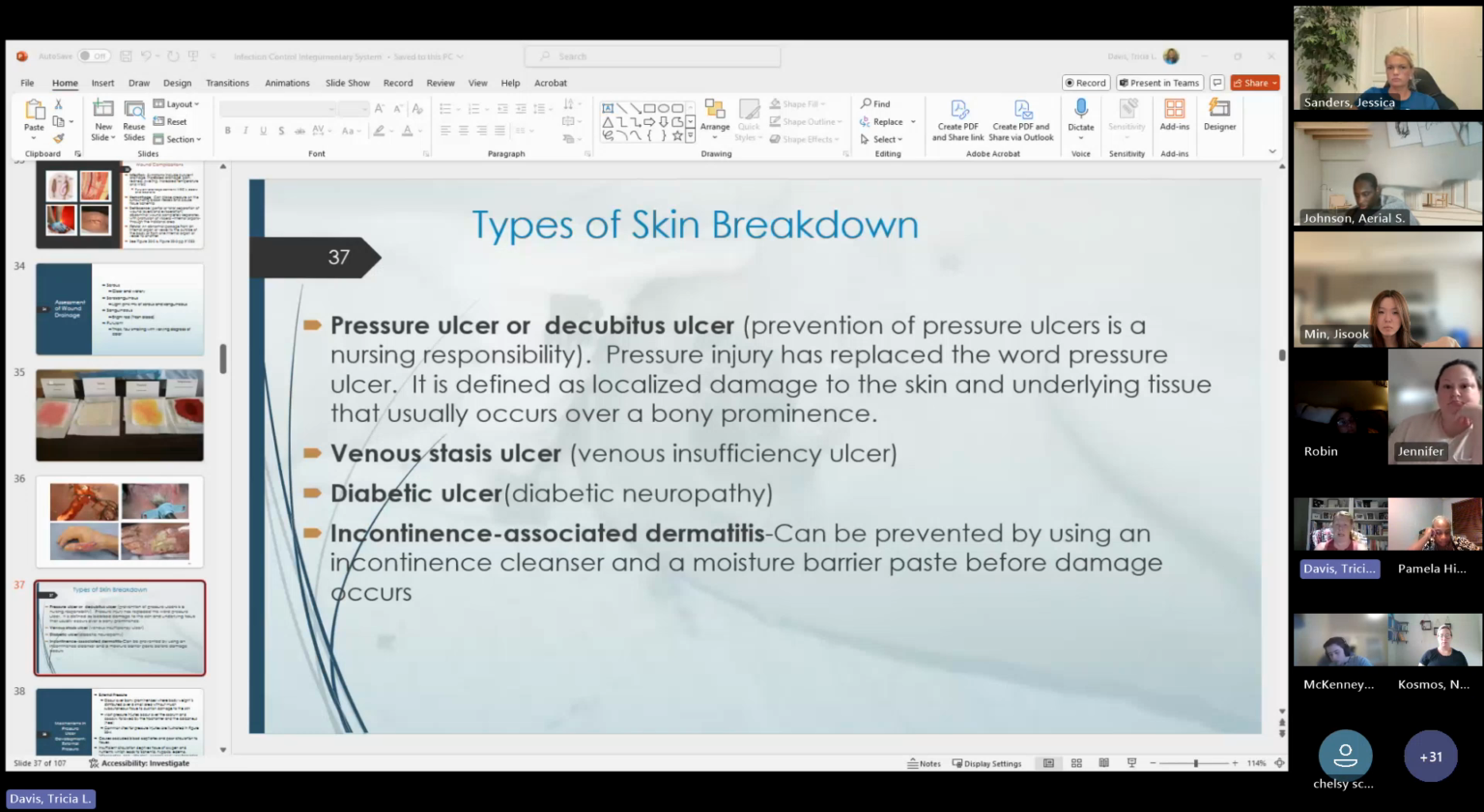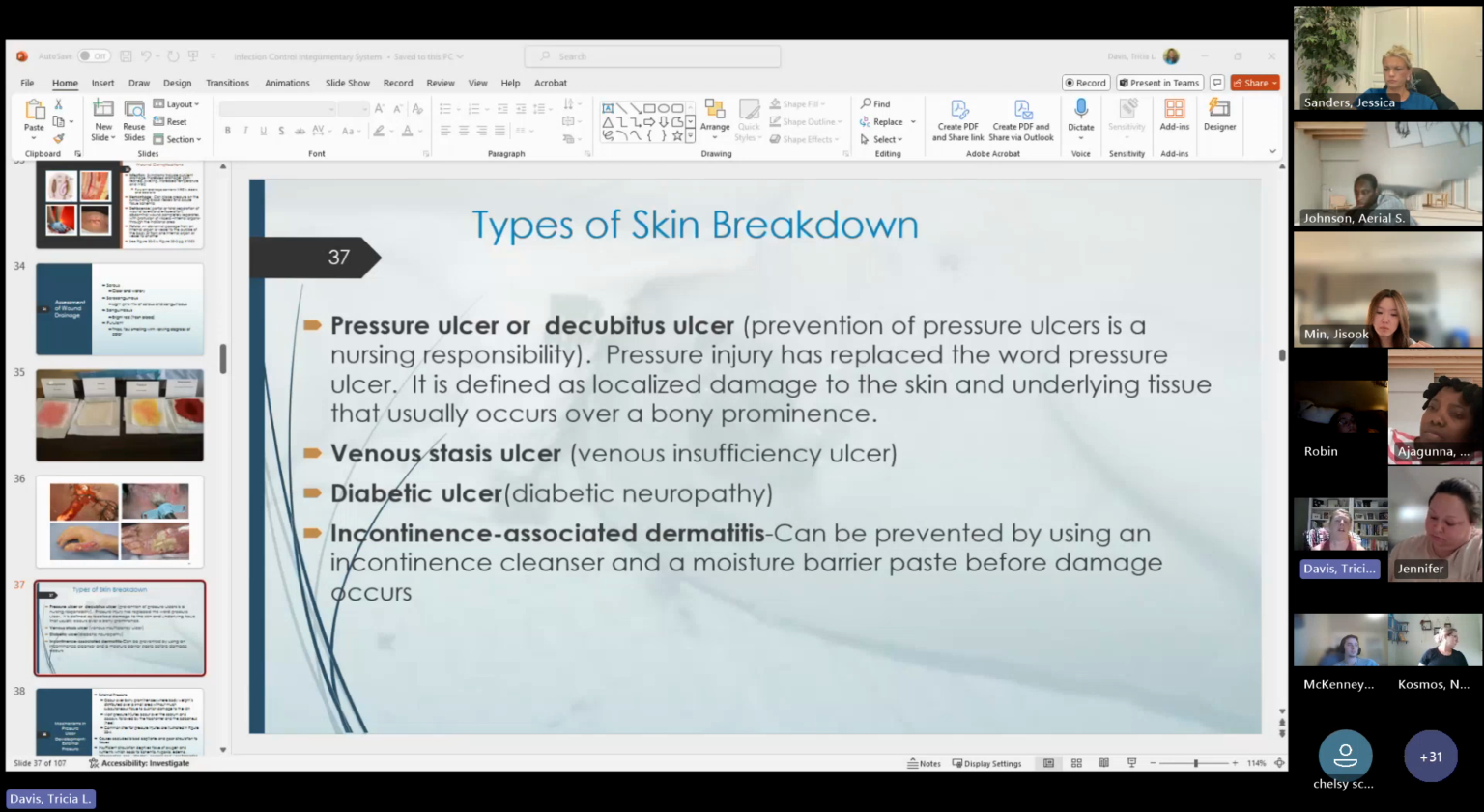Pressure injury has replaced the word pressure ulcer, so you'll hear that used in the hospital setting. A pressure injury is going to be any type of localized damage to that skin. Usually these injuries like to occur over bony prominences where we have that loss of subcutaneous fat. We can also see that patients develop a venous stasis ulcer. This develops in patients that have a venous insufficiency, so they're not getting good blood flow to that area, so they develop venous ulcers.